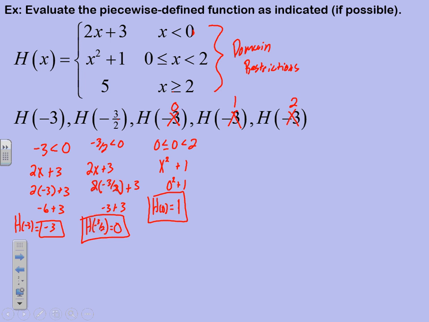Now looking at the next one, h of 1. 1 also is less than 2, but it is greater than or equal to 0.